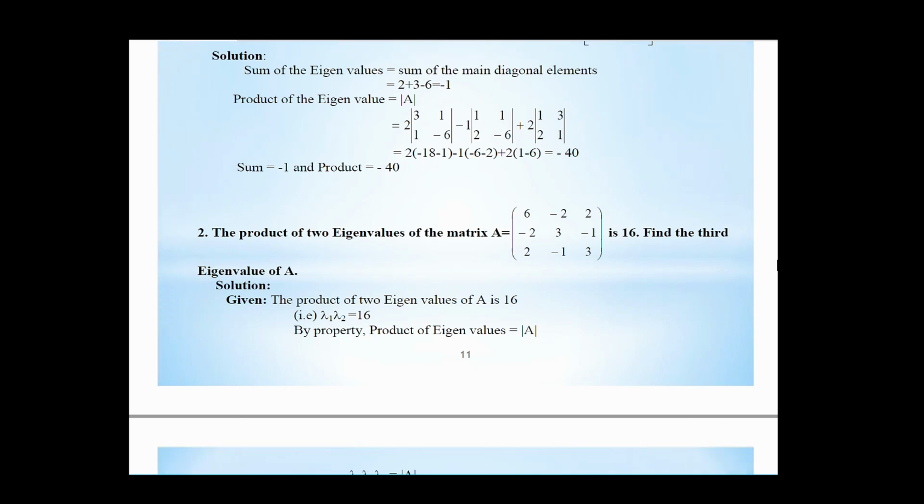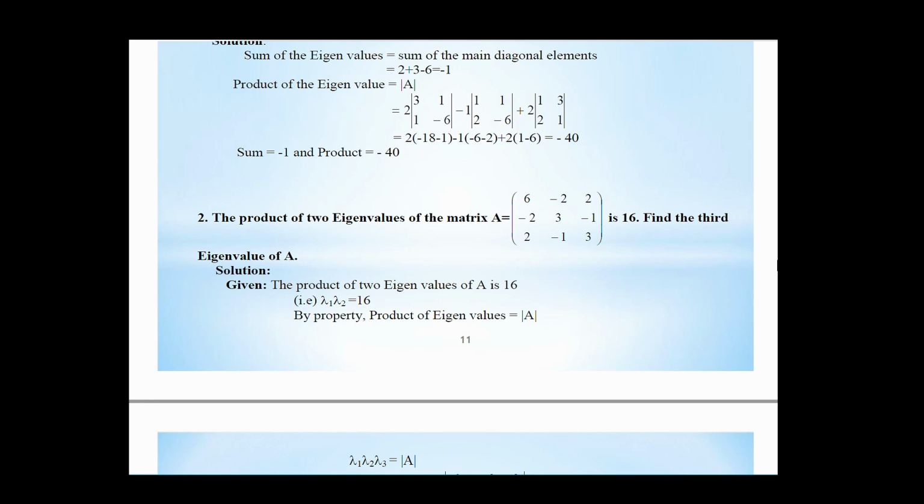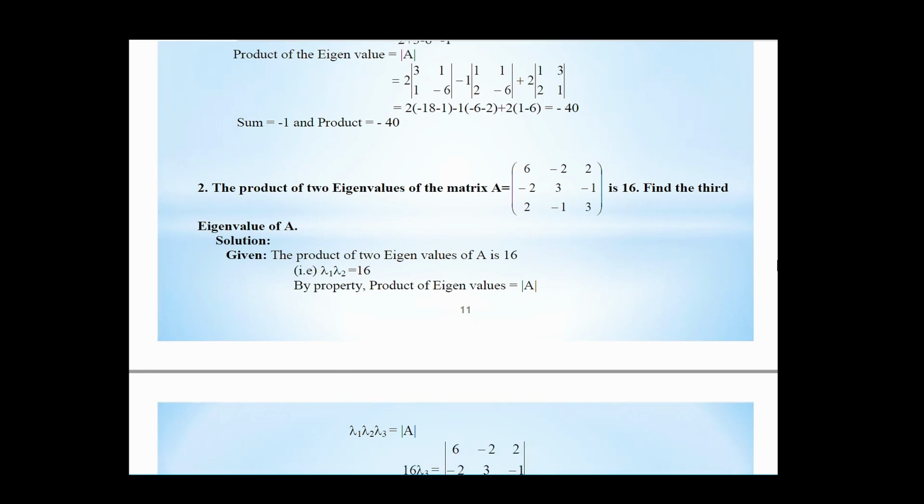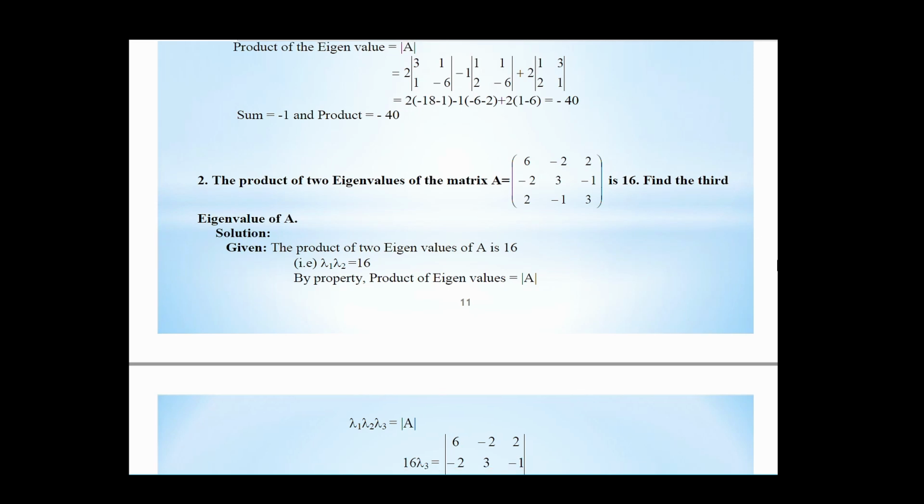Next, a problem based on the first problem. Here also the given matrix is a symmetric matrix, as in the previous example. It is given that the product of the eigenvalues of matrix A is equal to 16. Here we find the third eigenvalue.